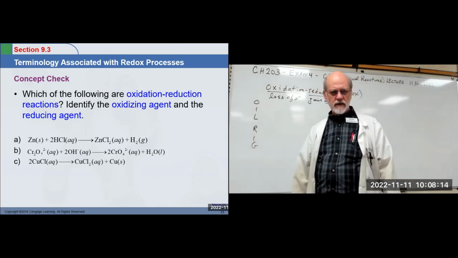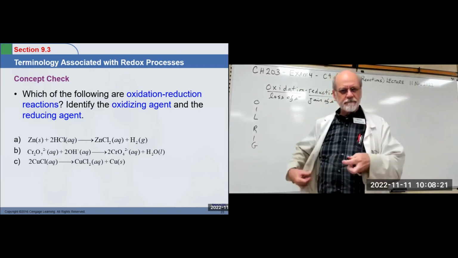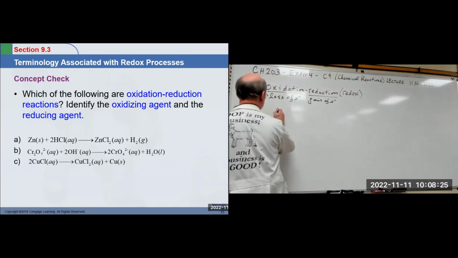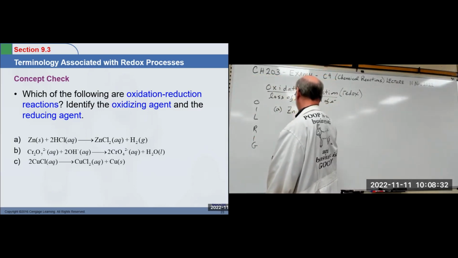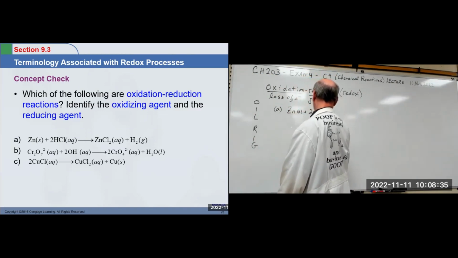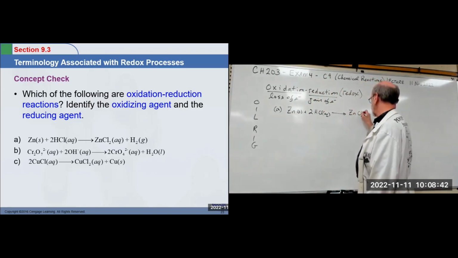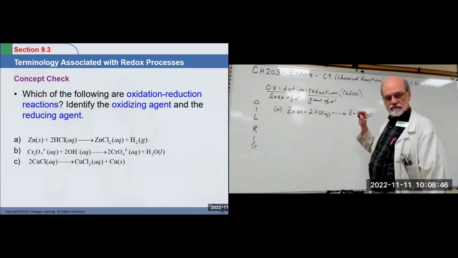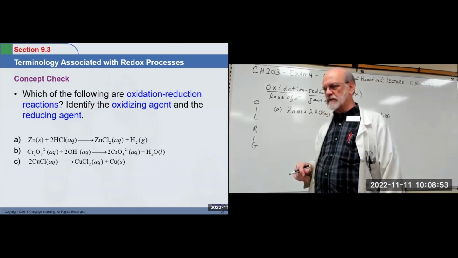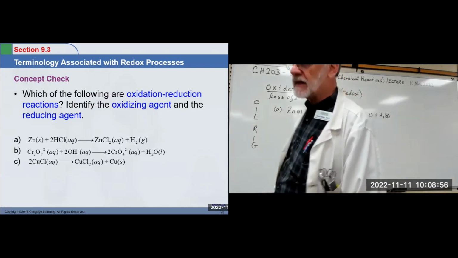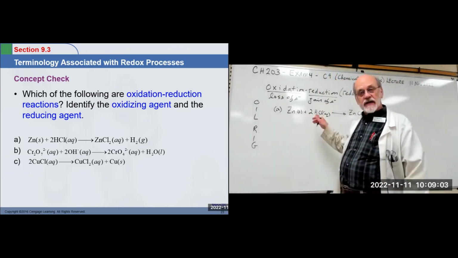Oh, another one. Which of the following are oxidation reduction reactions? And then identify the oxidizing agent and the reducing agent. All right. So A. We have zinc and hydrochloric acid. Yep. So far, so good. And that one. I think you guys did this one in that lab, the detecting signs. Okay. Now, is this an oxidation reduction reaction?